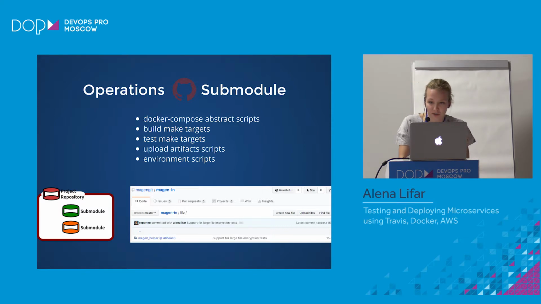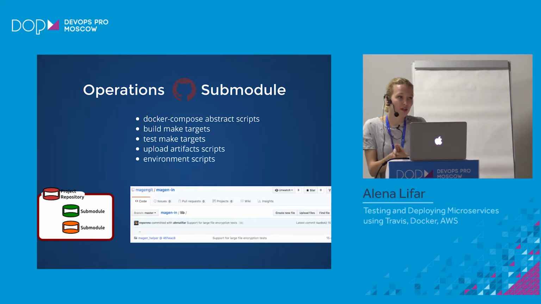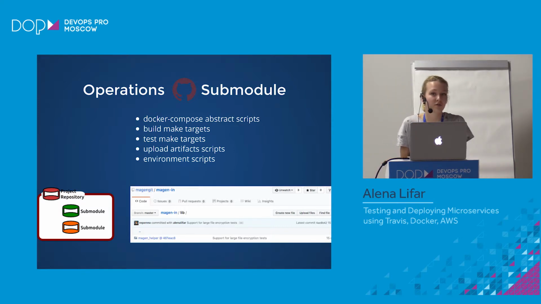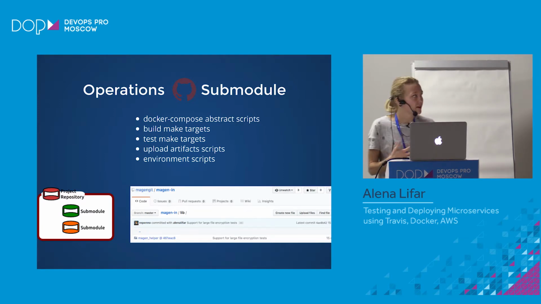So in order to standardize the operations for services, we had to store them in an independent repository as well. But unlike core libraries, build and test operations have to work with services code directly, meaning that they have to be stored per service. So the best solution that we found is to use Git submodules, and a submodule would be used in each service.